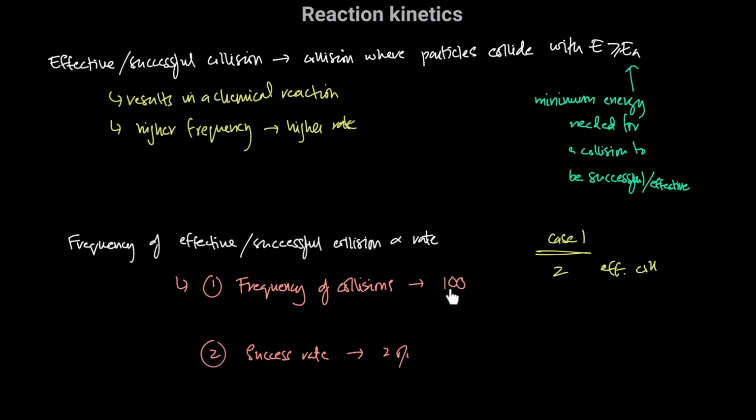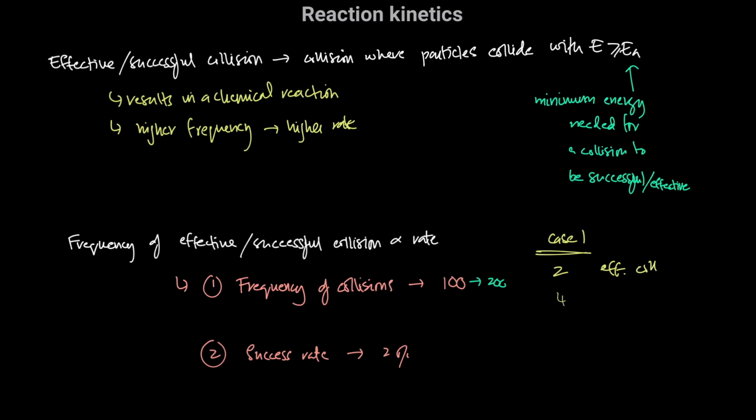Now I can increase the total frequency of collisions. Instead of having 100 collisions take place per unit time, I can say let's have 200 per unit time. 200 collisions, success rate is the same. I can do that by having more particles present per unit volume or increasing the speed of the particles. So now again I have a 2% success rate, but now I have 4 effective collisions taking place per unit time, right? So that will be your case 2.